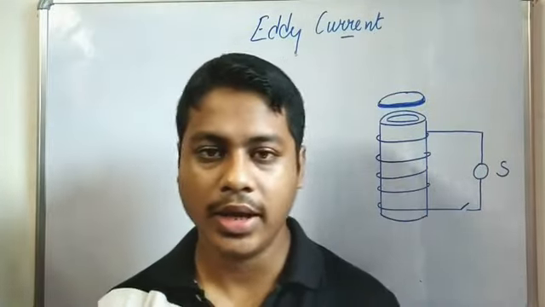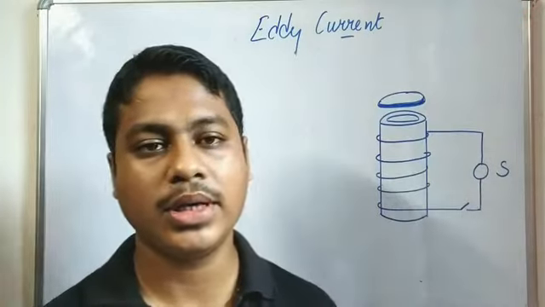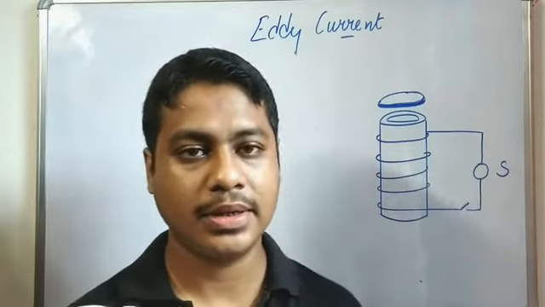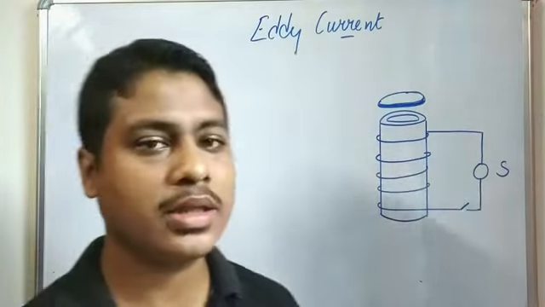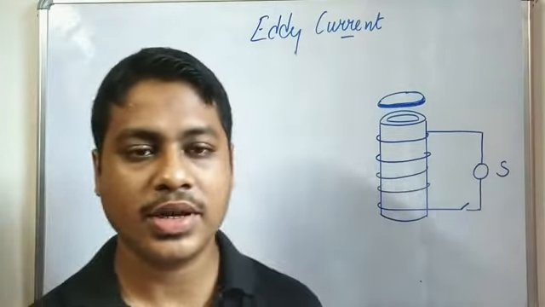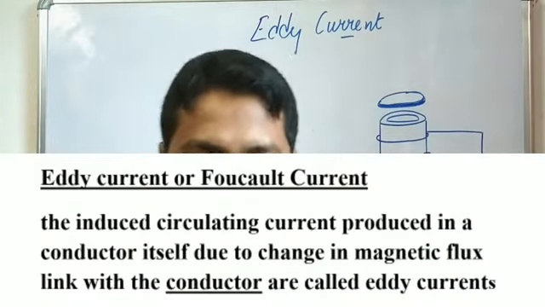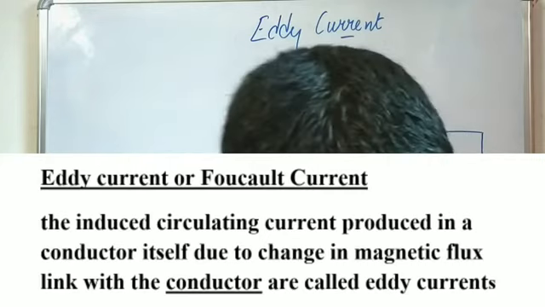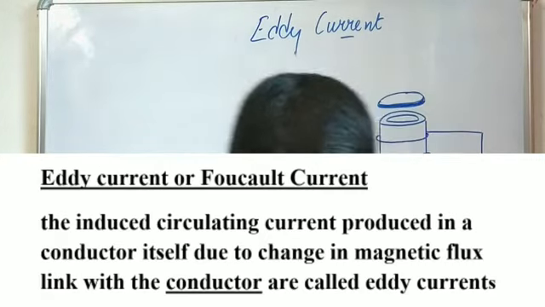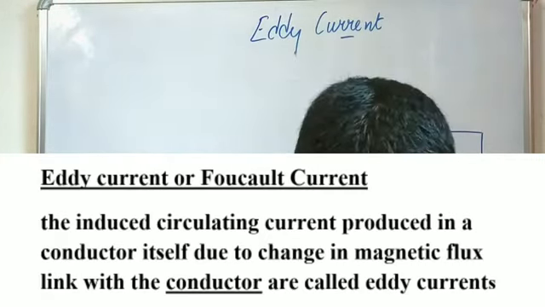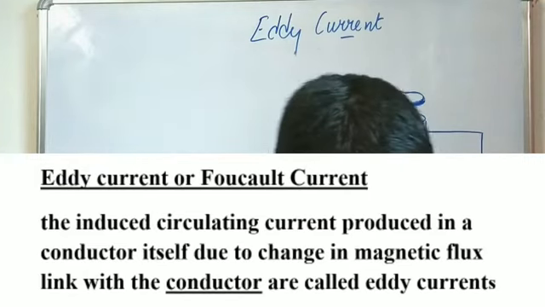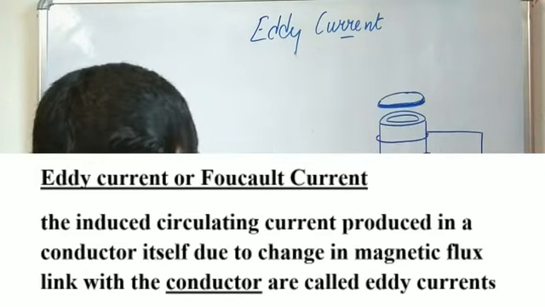Students, today we are going to discuss the next topic related to the chapter, that is, as you can see on the board, the eddy current. The definition, as you can see on the screen, goes like this: the induced circulating current produced in a conductor itself due to change in magnetic flux linked with the conductor is called eddy current.